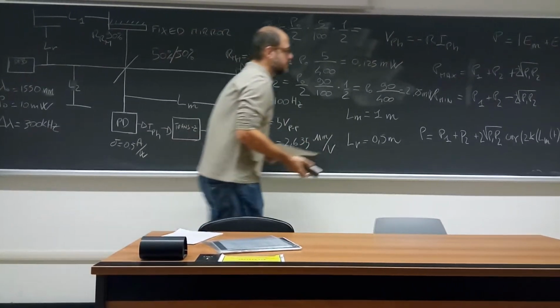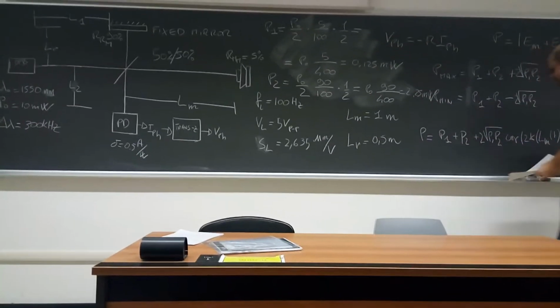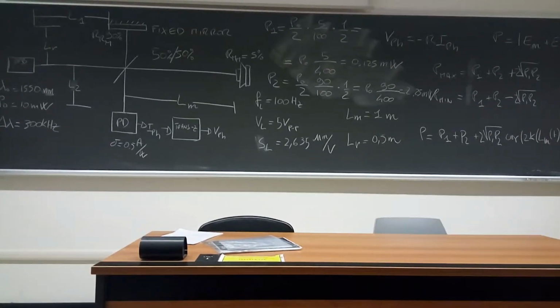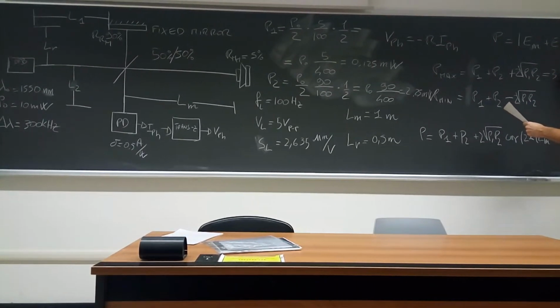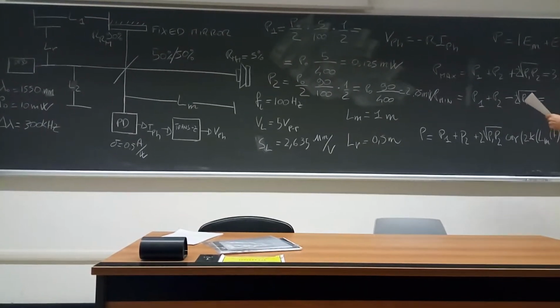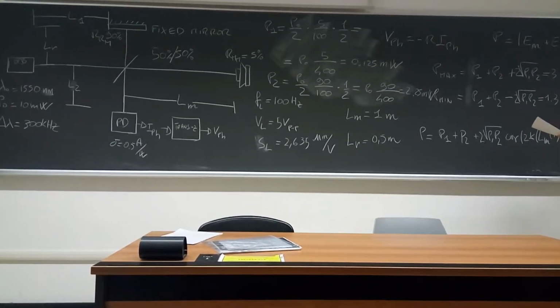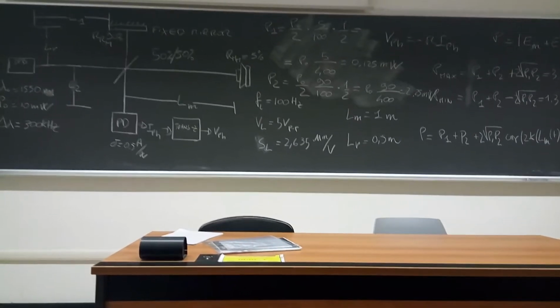So we are ready to evaluate maximum and minimum power. In particular, what do you get? You get 3.435 milliwatts for the maximum, and you get 1.314 milliwatts for the lower. Okay?